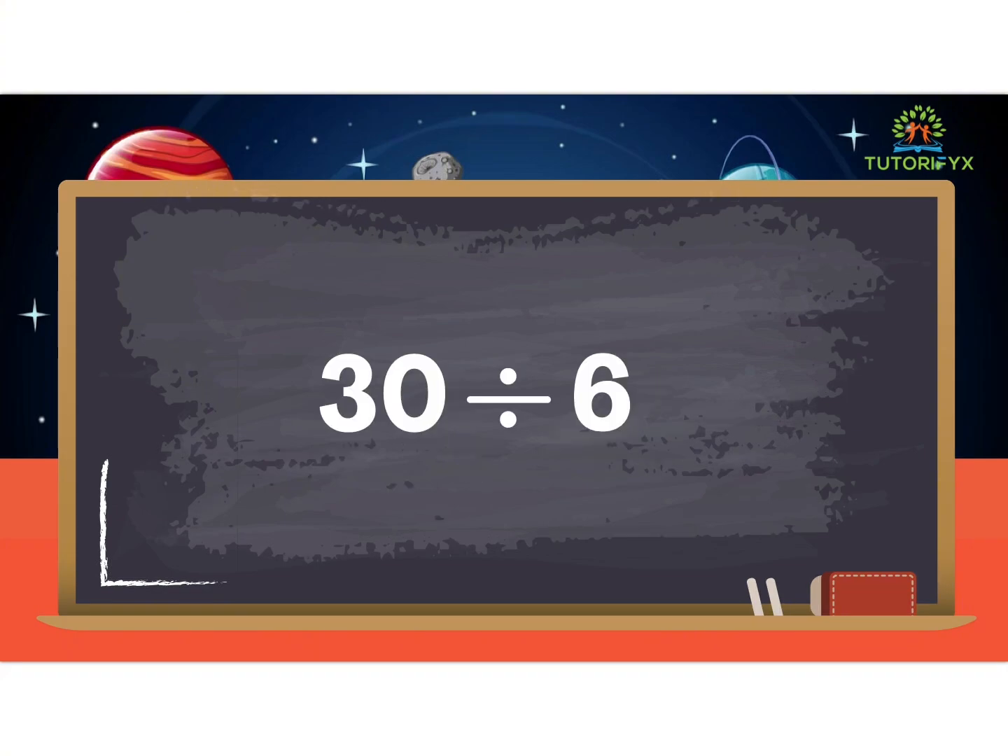30 divided by 6. Ooh, you might need some time on this one. Use the equal group strategy, use the array strategy. It doesn't matter. You have two great strategies to help you. Just pick one.